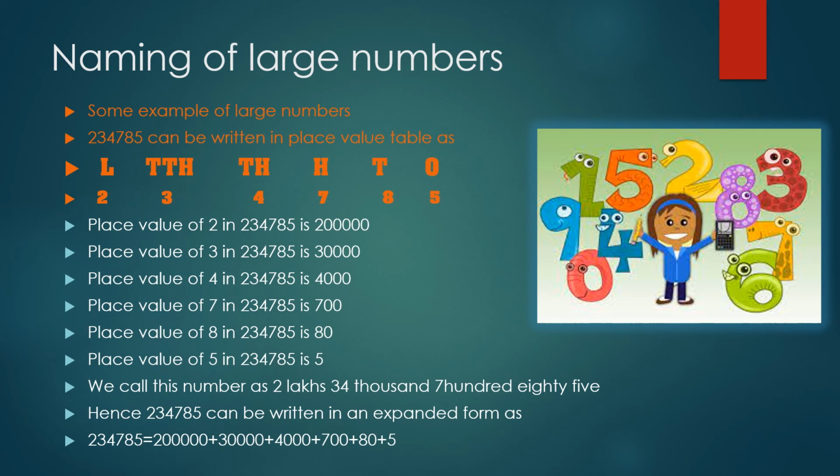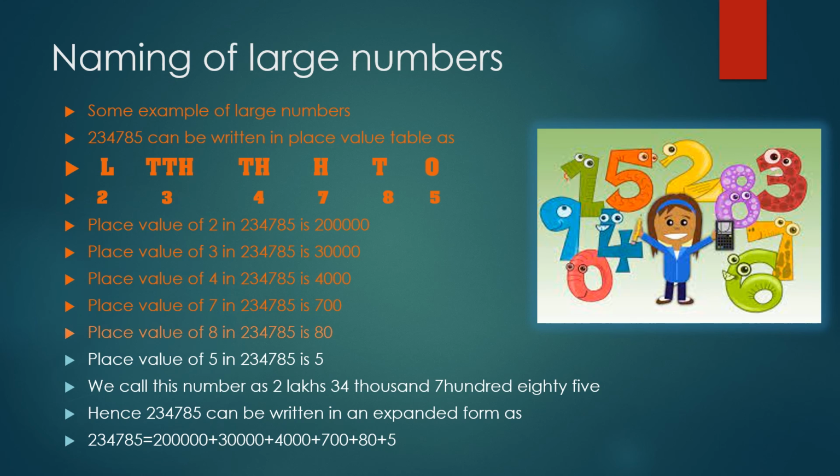So the place value of 2 in the given number 234785 is 2 lakh. Place value of 3 in 234785 is 30,000. Place value of 4 is 4,000. Place value of 7 is 700. Place value of 8 is 80. And place value of 5 in 234,785 is 5.